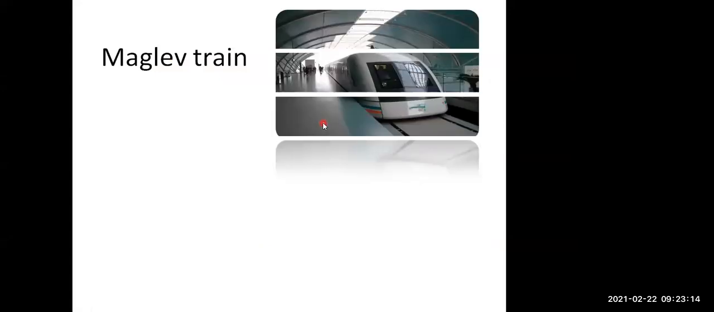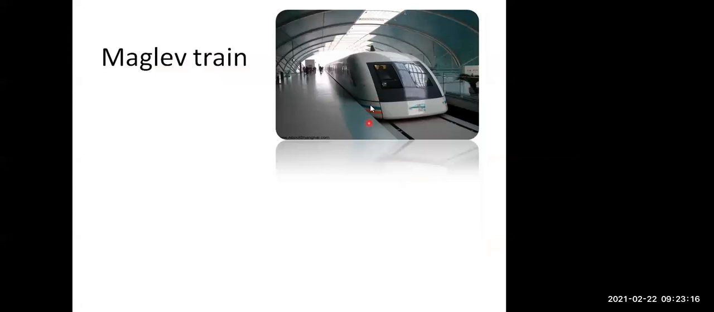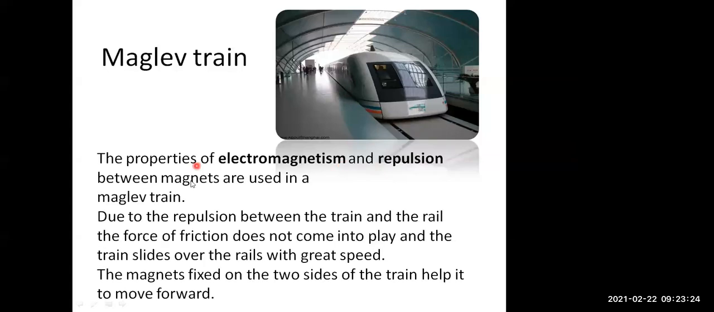How the property of electromagnet is used in the doorbell. Now, the next application is the maglev train. Okay, electromagnet is used in the maglev train. Now, this is a train where they don't have a wheel. The maglev train does not have a wheel. It functions by using the properties of electromagnetism and repulsion between the magnets. Now what happens here is the repulsion between this train and the rail.